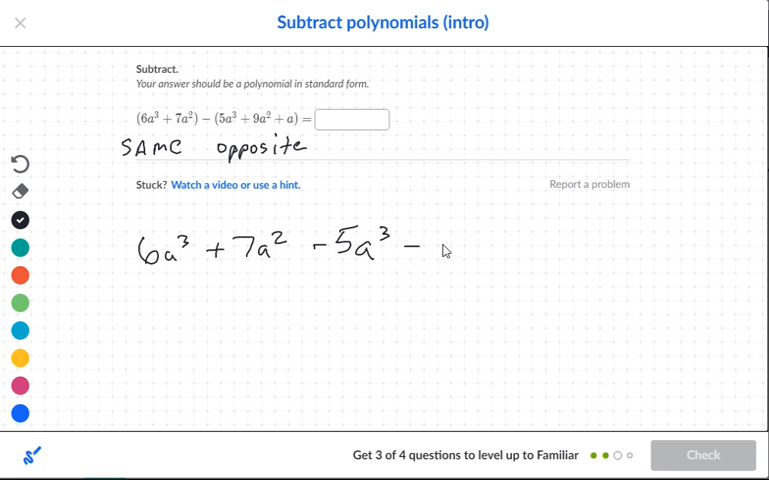That 9a to the second is negative. That letter A is also negative. Okay, now ready to code. So the highest exponent here is 3, so let's circle the highest. Make sure you capture the negative sign.